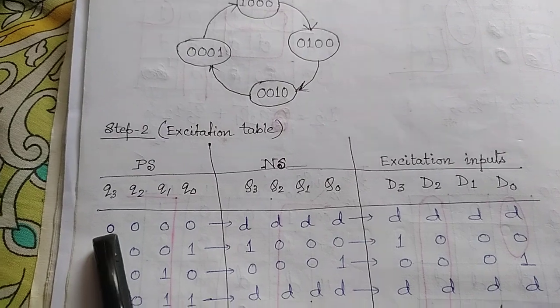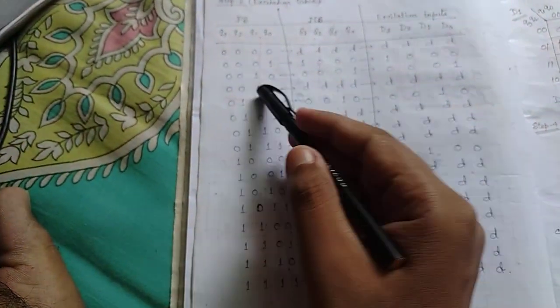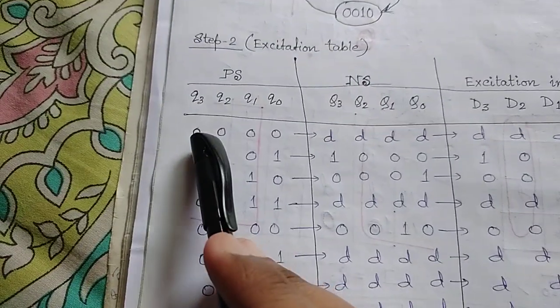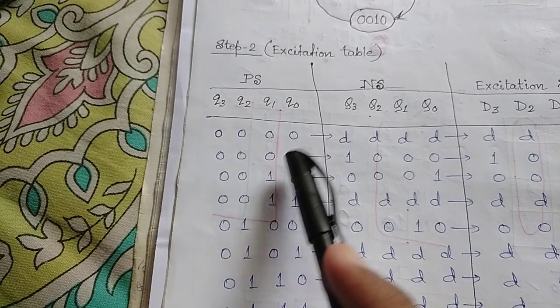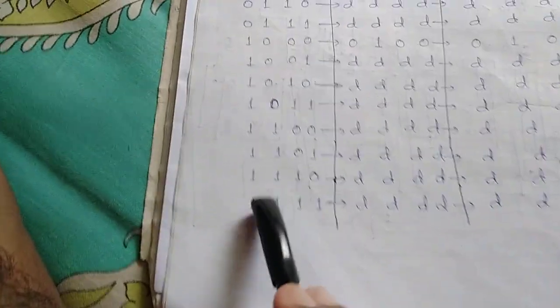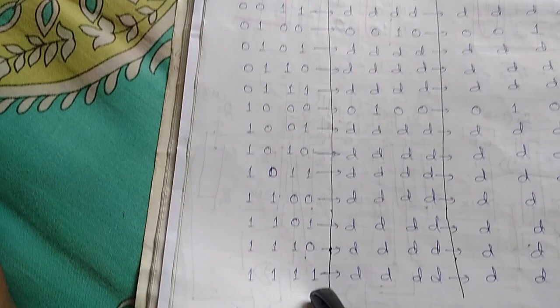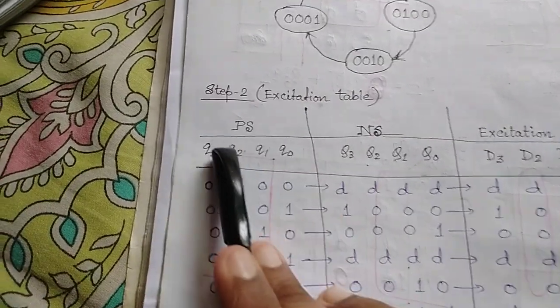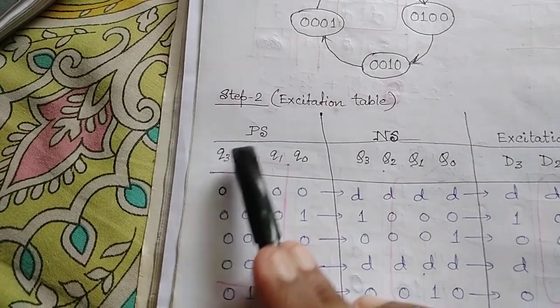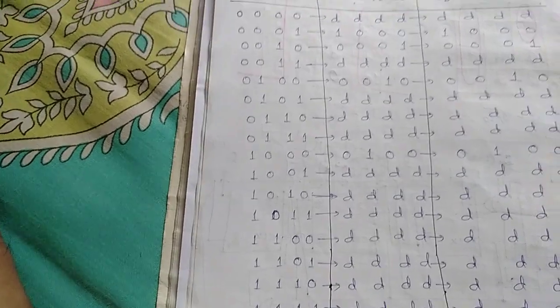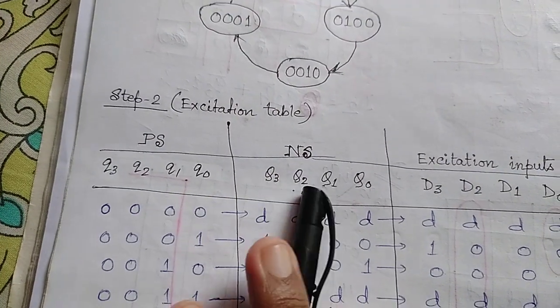Now in the present state, first write down the combinations 0000, 0001, and so on up to 1111. You are very well aware of that. There are 4 bits, so a total of 16 combinations, 2 to the power 4. And now the next state.